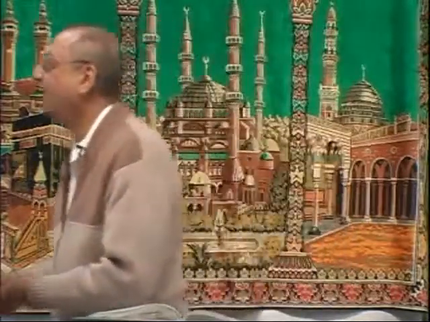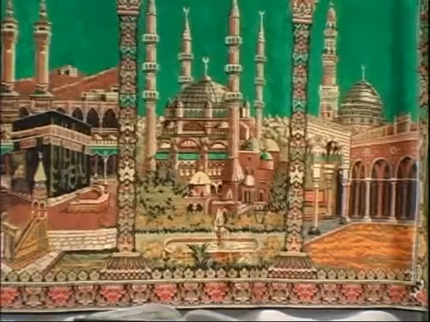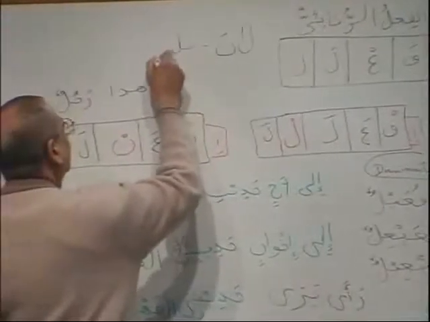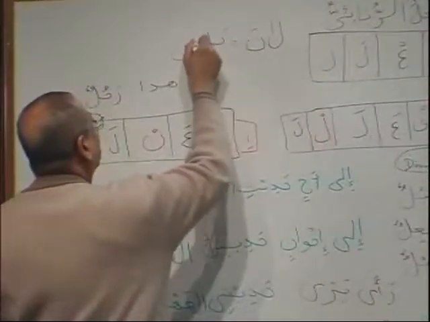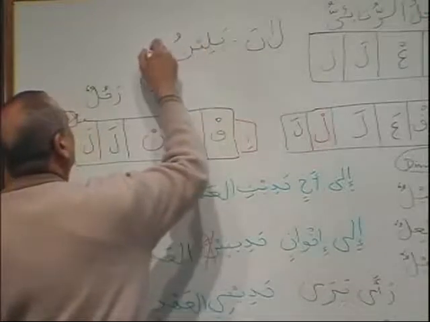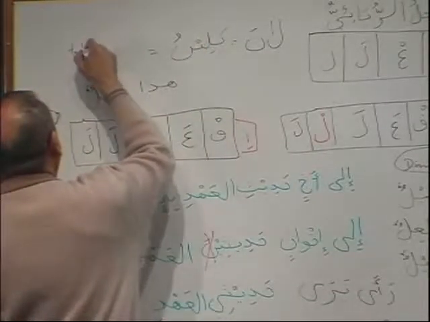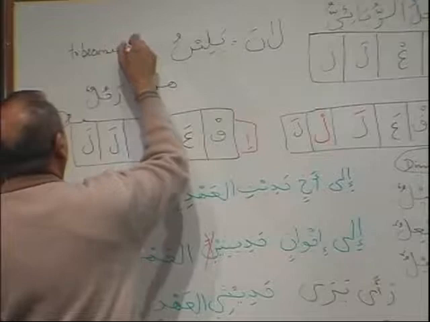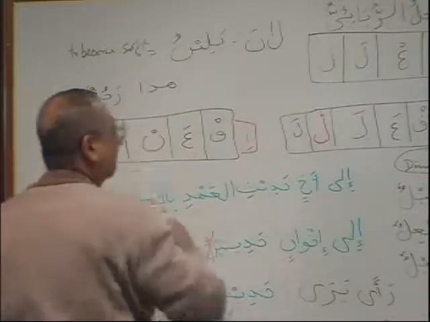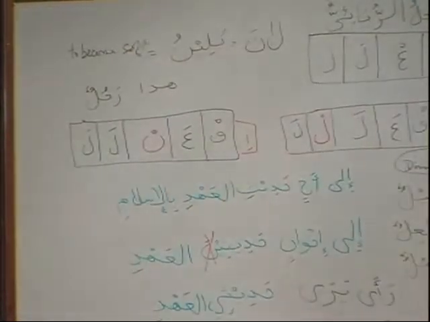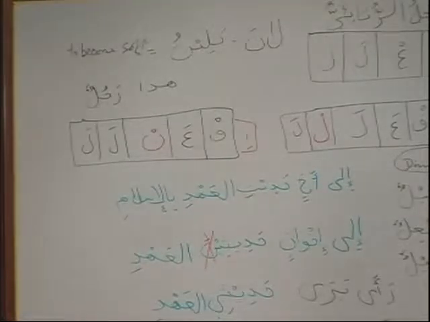What is the meaning of talinu, brother? What is the masdar? Lana. What is the masdar, brothers and sisters? Lana. Yalinu. To become soft. Are you with me, brothers and sisters? Lana. Yalinu. What kind of a verb is lana?